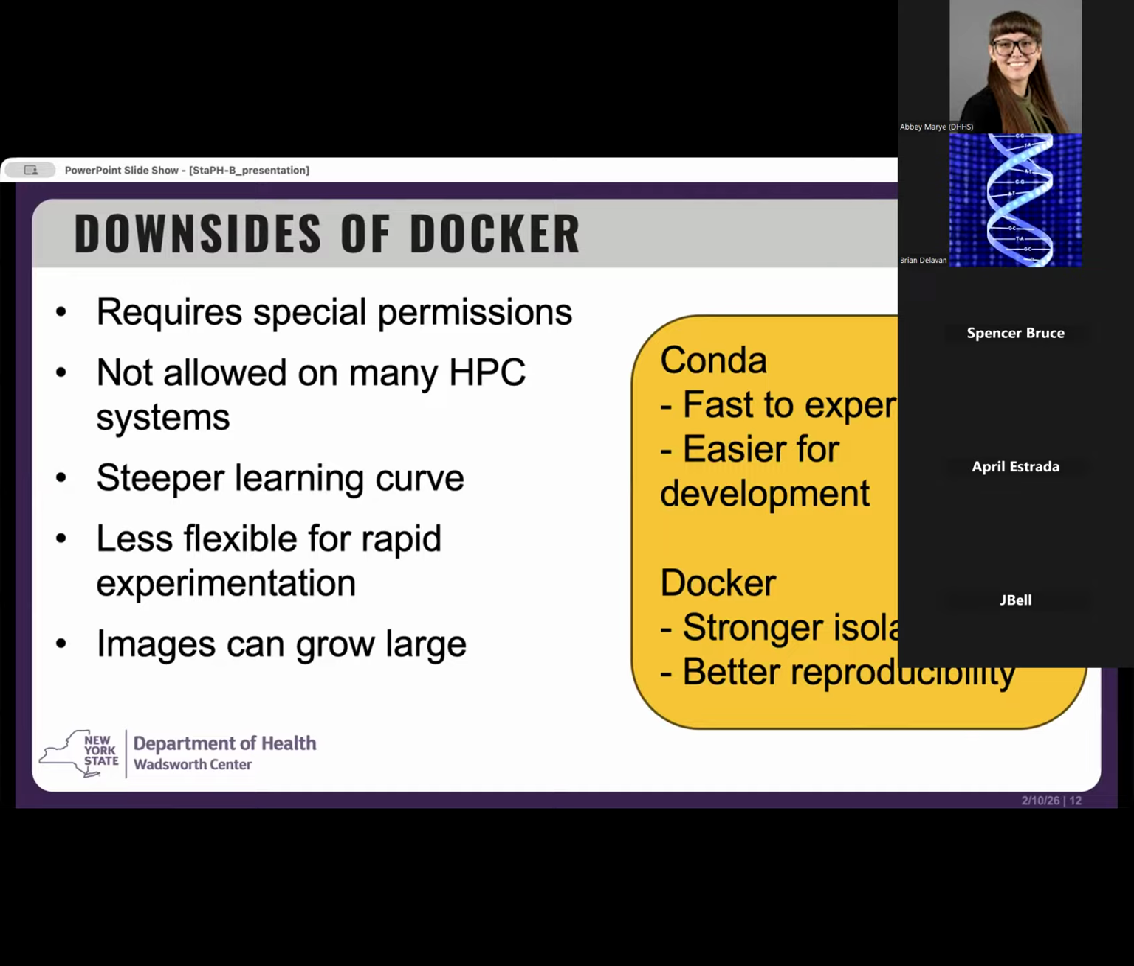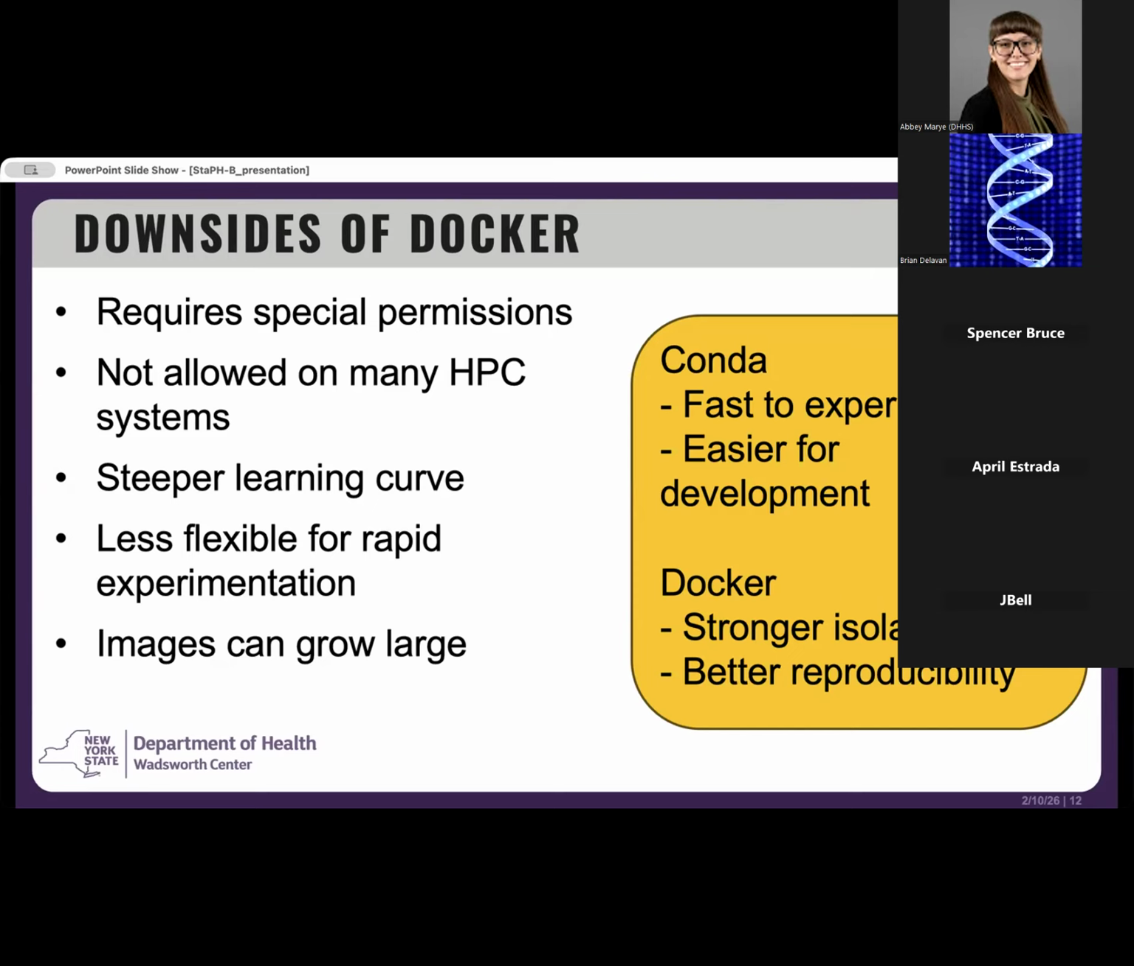Docker also comes with a steeper learning curve. Users need to understand new concepts like images, containers, and build files, which can feel like a big jump for people coming from more traditional bioinformatics backgrounds. So Docker is generally less convenient for rapid experimentation. Making changes often means rebuilding an image rather than just installing a new package, and that can really slow down development.